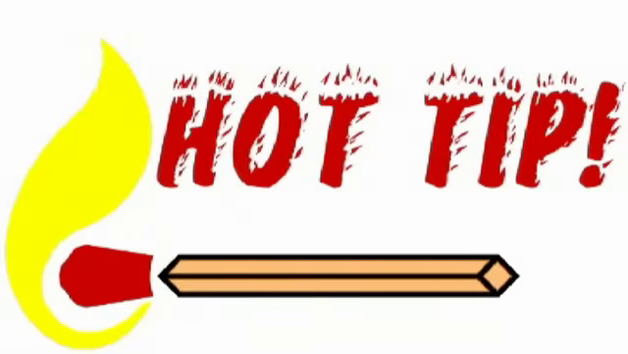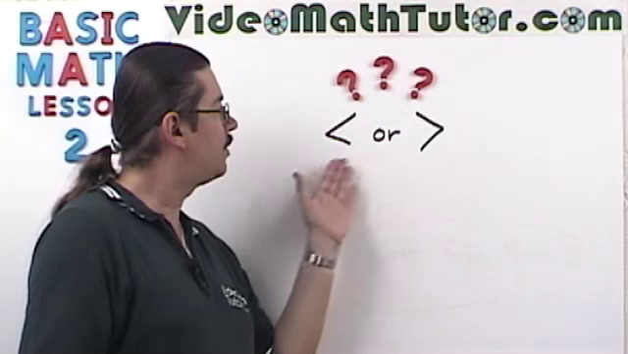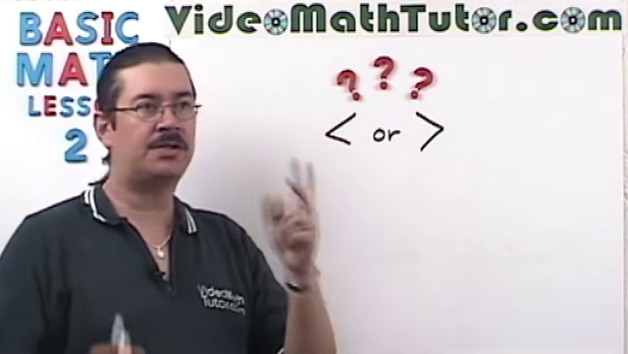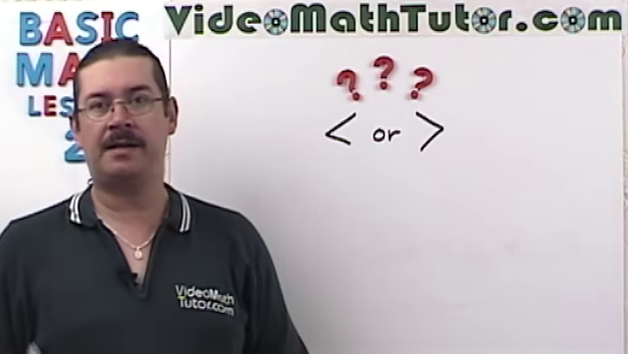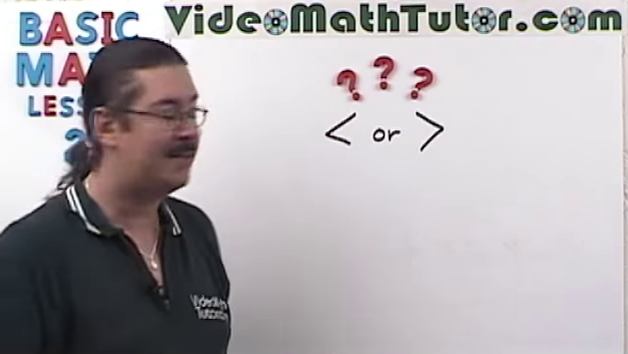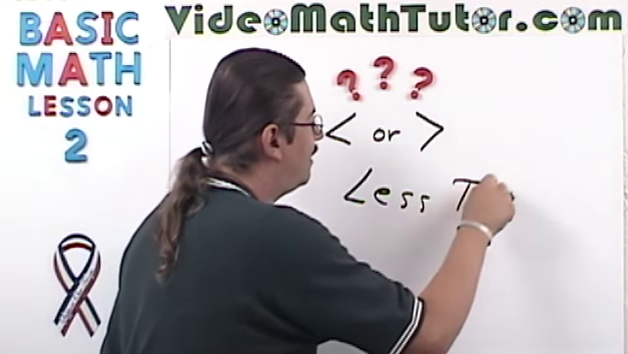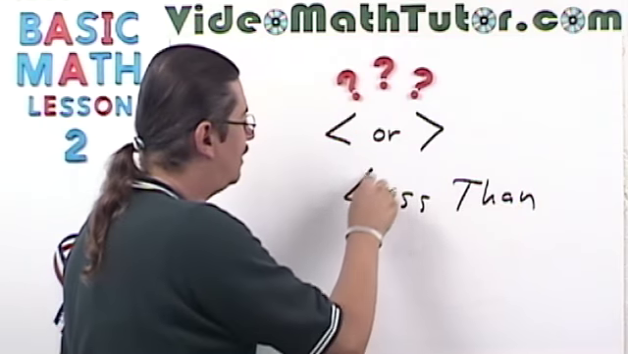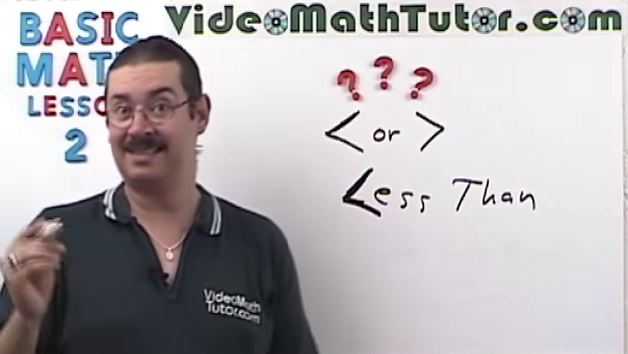Now here's a hot tip. It's kind of easy at first to confuse these symbols. Well, which one should you write when you're writing down numbers? Which one's a less than, which is a greater than? Very easy to figure that out. Here's the tip. The word less than, see, look at the L here. I can make that like the less than symbol. Okay?